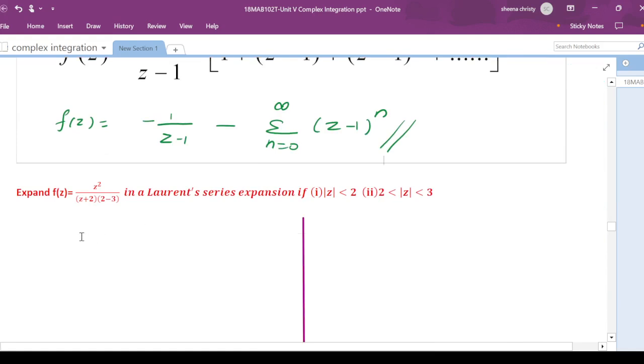Now you can solve this problem. Expand f of z equal to z square by (z plus 2) into (z minus 3) in a Laurent series expansion if mod z is less than 2 and mod z lies between 2 and 3.